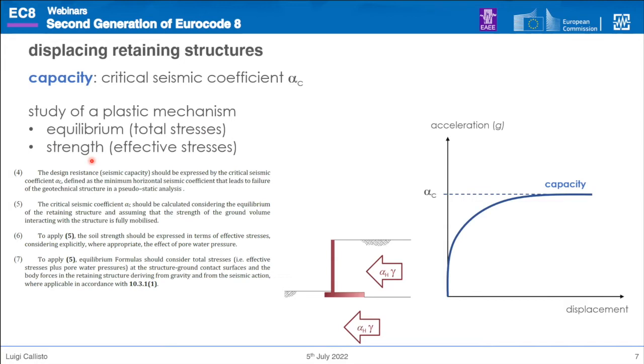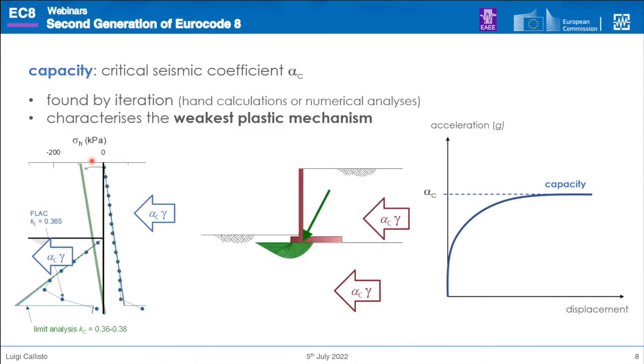A couple of additional comments on this. One of the comments is why do we express the capacity as the critical seismic coefficient? We do the same for slope stability, as you have seen. The main reason is that different retaining structures may activate a different plastic mechanism. And in fact, the same retaining structure may activate different plastic mechanisms.